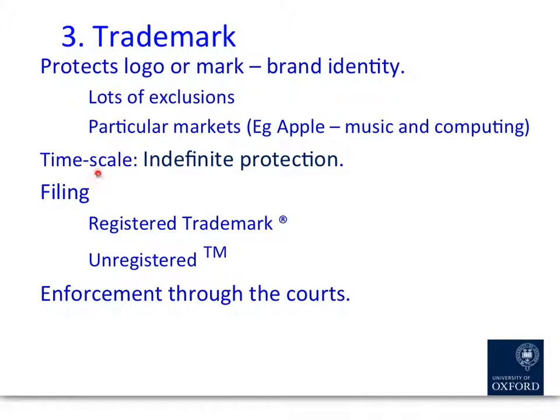Trademarks offer indefinite protection, and therefore once you have a trademark, you have it for the rest of eternity. There are two ways of filing a trademark. There's a registered trademark, where you use the symbol R, and there's an unregistered trademark, TM. For an unregistered trademark, you may simply add the letters TM to your brand, and that starts to give you protection from that moment forward. Once again, trademarks can only be enforced through the courts. Therefore, ensure that you have a sufficient budget to pay your lawyers.